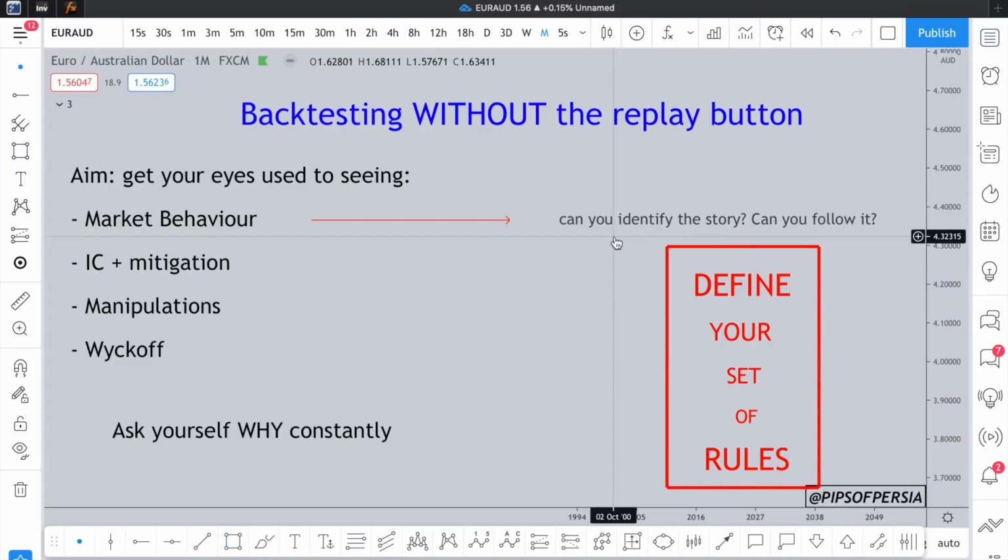Now, last but not least, define your set of rules. The truth is, if you don't know how to systematically approach the charts, you wouldn't even know how to backtest properly. You'd just end up going back on the charts and being still very confused as to where to start. So you have to have your set of rules.